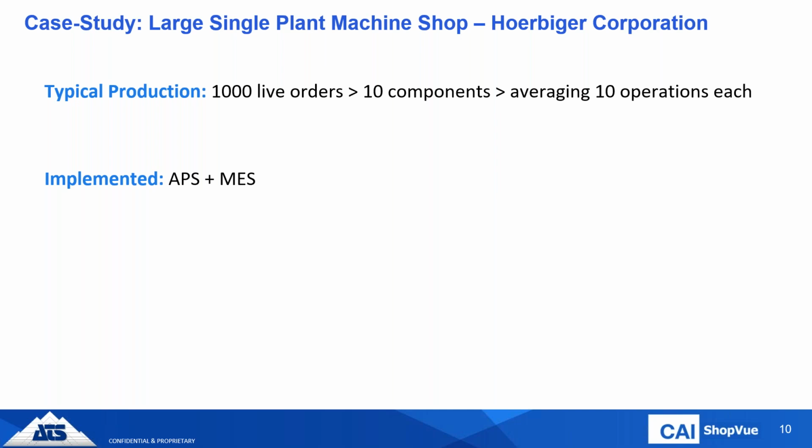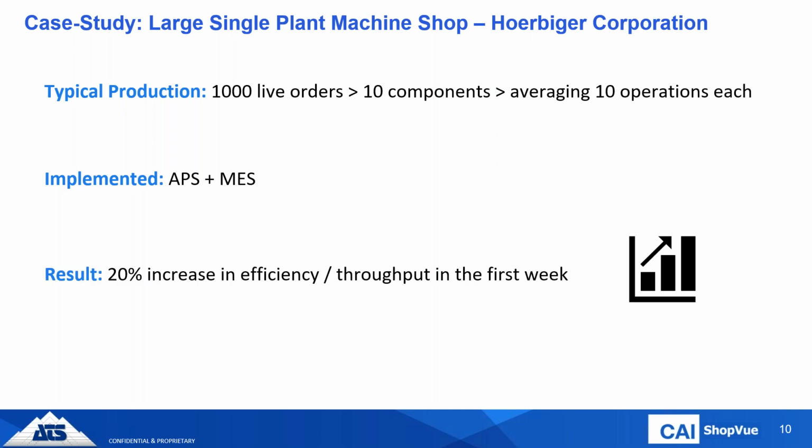And so the big thing for them was, they had this huge complex problem, and it was very difficult for them to be efficient. It was very difficult for them to promise orders and make sure that they were nailing it as they had to. And so they had a 20% increase in efficiency and throughput the first week after they went live, with no increase of staff or resources.